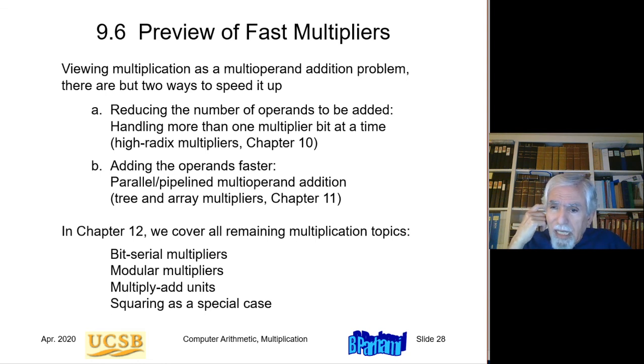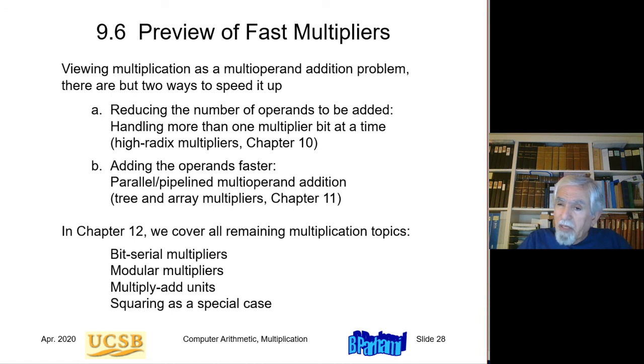The second technique leads to parallel pipeline multi-operand additions that we'll see mostly in Chapter 11. Reducing the number of operands we see in Chapter 10, which is high radix multiplication. So if I do multiplication in radix 4 instead of radix 2, then there are half as many radix 4 digits as there are radix 2 digits.